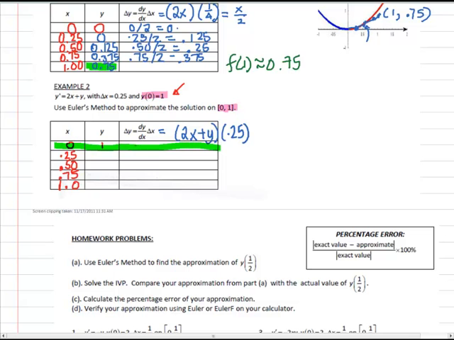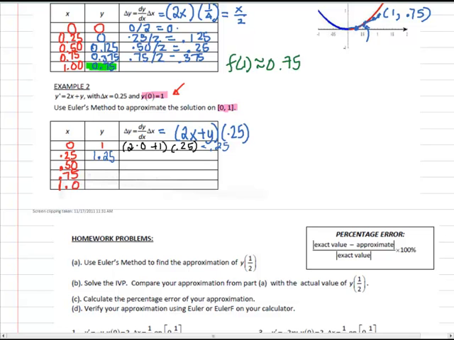I need to calculate 2x plus y. So that means (2 times 0 plus 1) times 0.25. So what is that equal to? 2 times 0 is 0, plus 1, so I simply have 1 times 0.25 equals 0.25. So my new y value is 1.25.